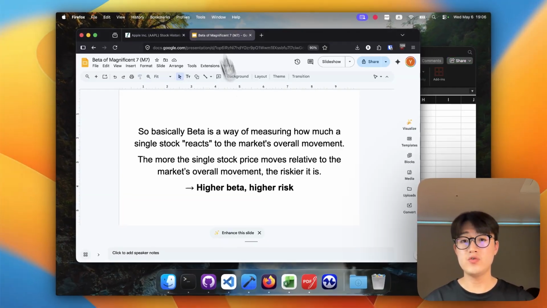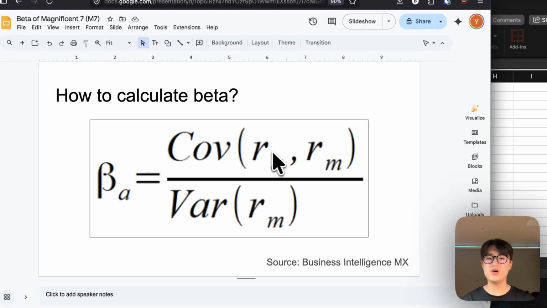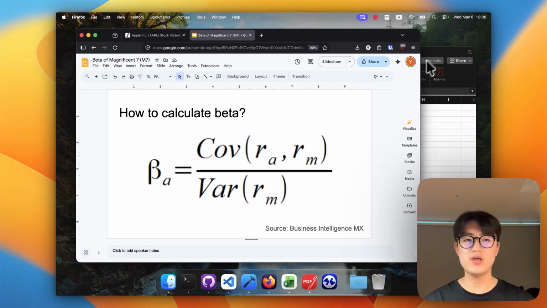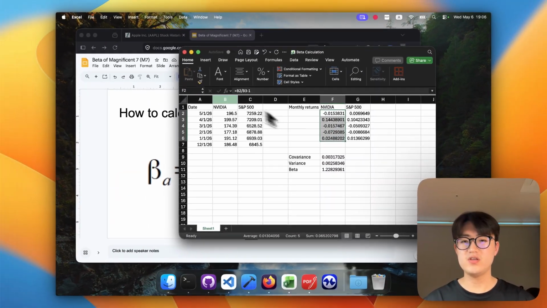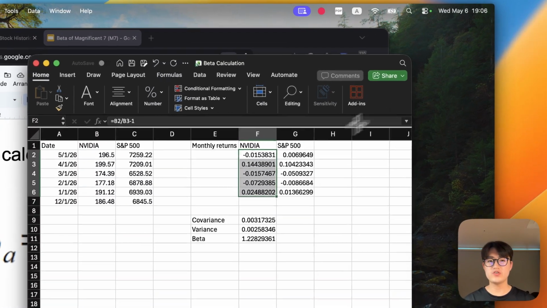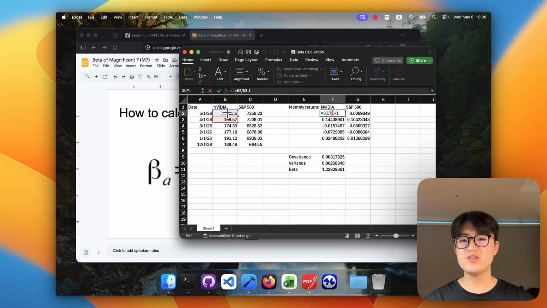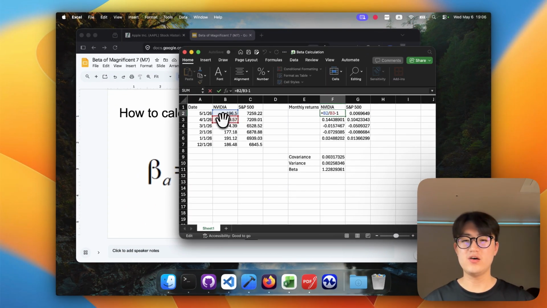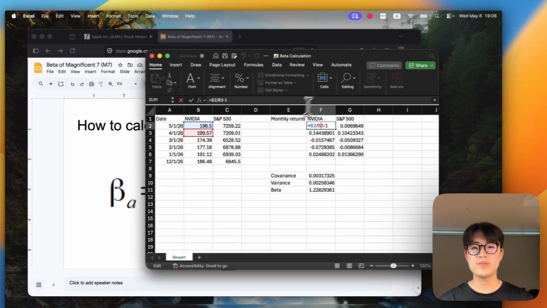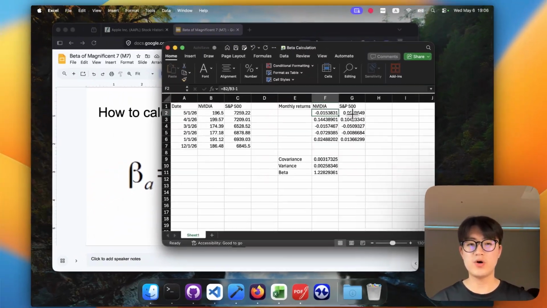If you remember from the calculation, we have to have the return of the single stock and the return of the market. So that's what we calculated right here. Nvidia returns are like this. How do we calculate the return? Very simply, as you can see here, the recent price divided by the price right before that minus 1. That shows the percentage change in the next period. And then we do that for all of the dates here and for the S&P 500 as well.